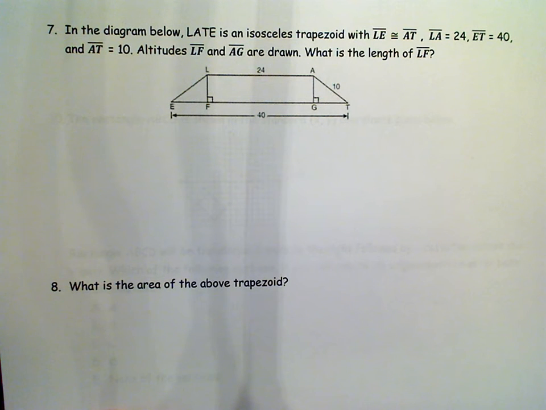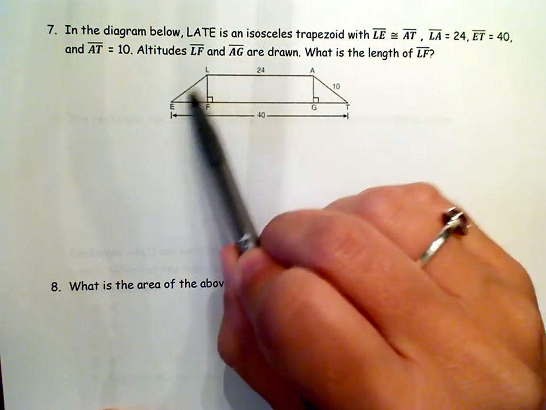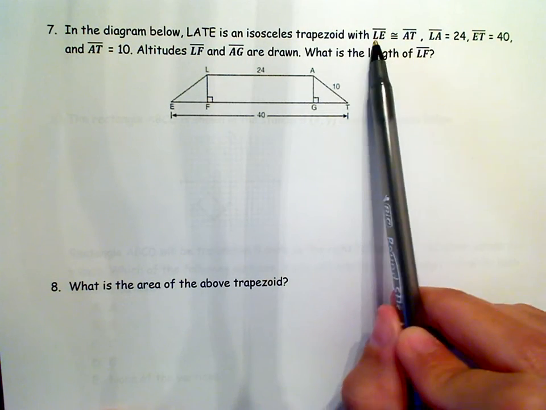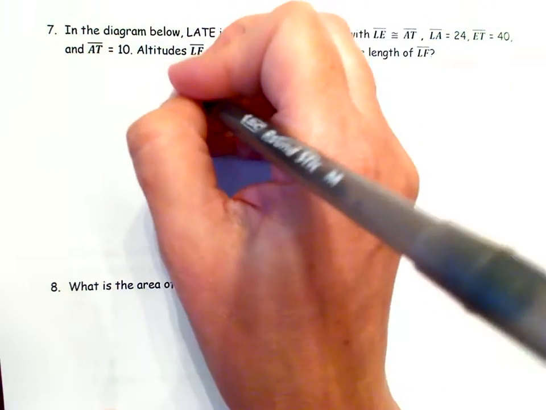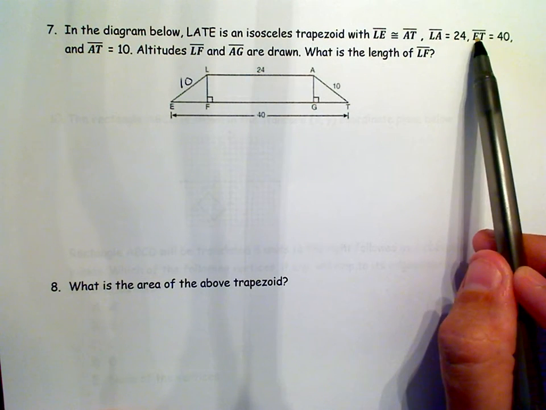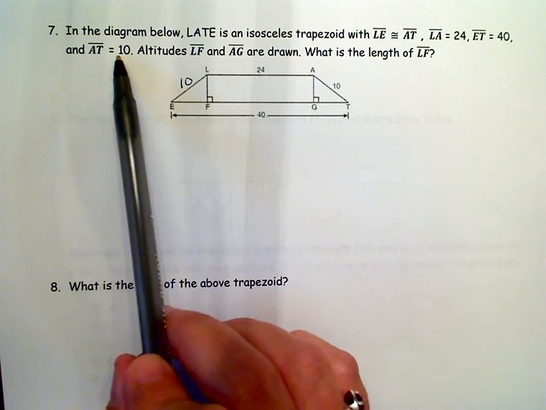Number 7. In the diagram below, LATE is an isosceles trapezoid. An isosceles trapezoid means that the non-parallel sides are congruent, although it tells you that. So LE and AT are both 10. So if this is 10, this is 10. And then it says that LA is 24, ET is 40, and AT is 10.